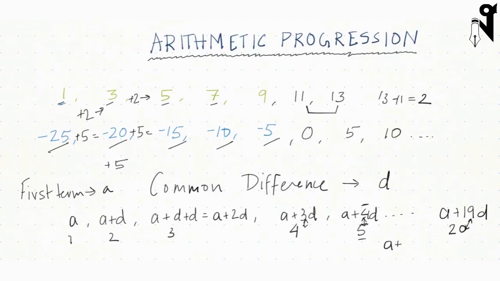The nth term is basically going to be a plus (n minus 1)d. This is a very important result. You will have to remember this. So let's take the example of one of the sequences we saw, 1, 3, 5, 7, 9, and so on, and determine what is A, which is the first term, and D over here.